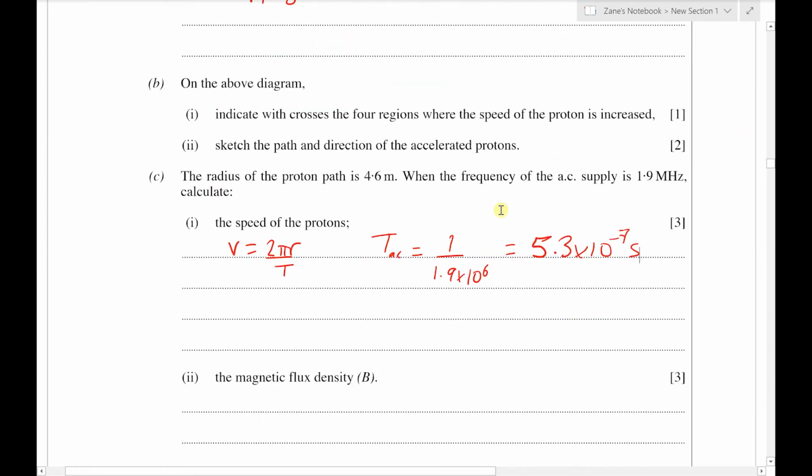So the time that it's going to take our proton to complete this orbit would actually be double that time of 5.3 times 10 to the minus 7 seconds. So let's calculate v by putting in 2 pi, radius of 4.6 meters, and 2 lots of the 5.3 times 10 to the minus 7 seconds. And that will give us an answer of 2.75 times 10 to the 7 meters per second.